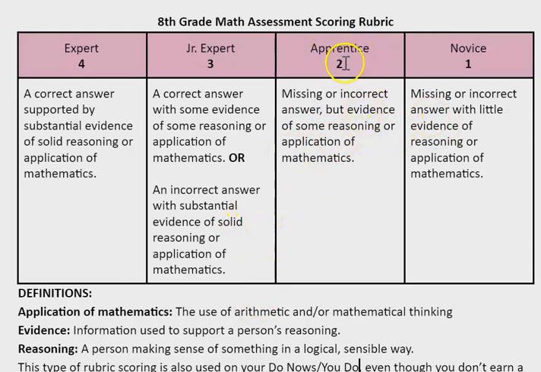So an apprentice for 2 points is missing or incorrect answer, but evidence of some reasoning or application of mathematics. What does that look like, Mr. E? Trust me, I have an example for you to watch, okay? So let's look at a junior expert. A correct answer with some evidence of some reasoning or application of mathematics, or this one, an incorrect answer with substantial evidence of solid reasoning or application of mathematics.